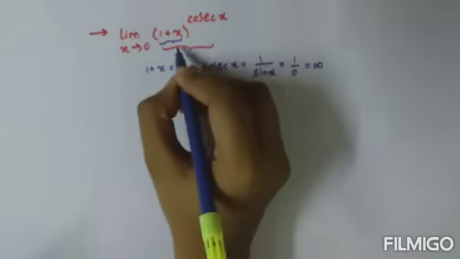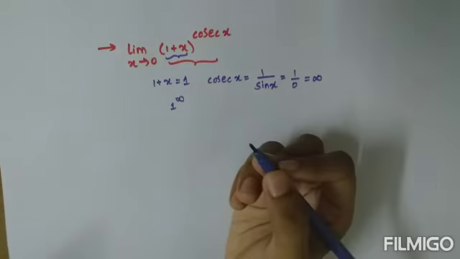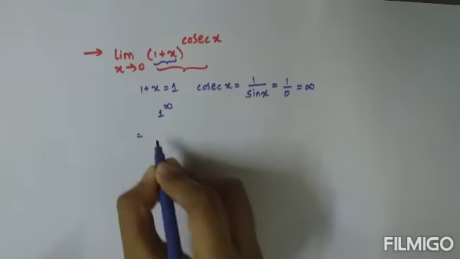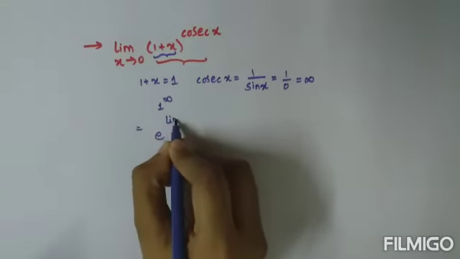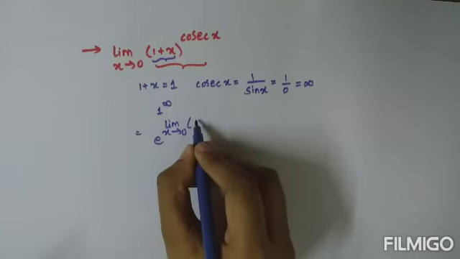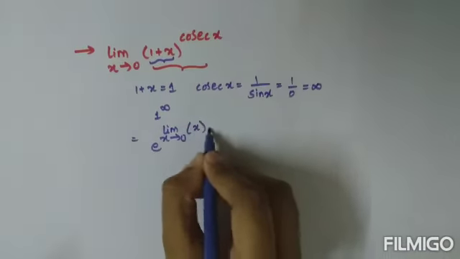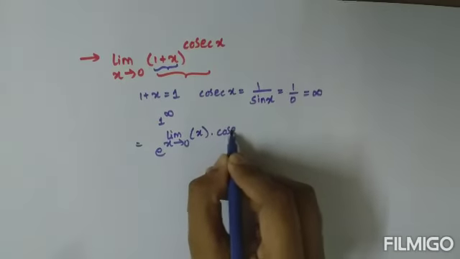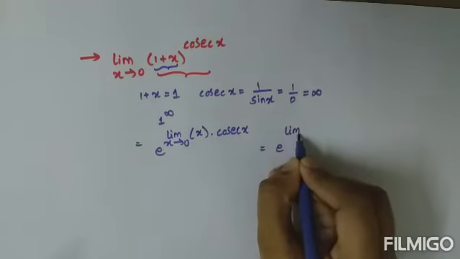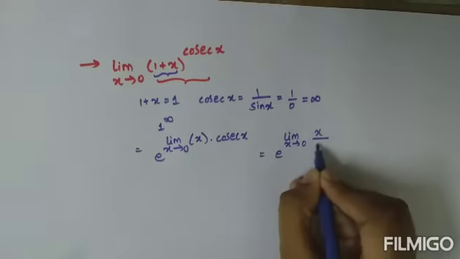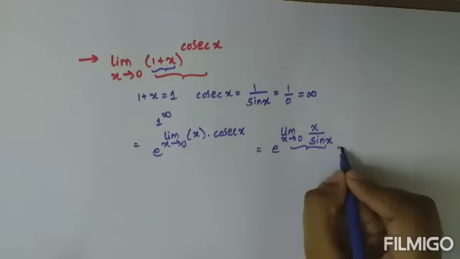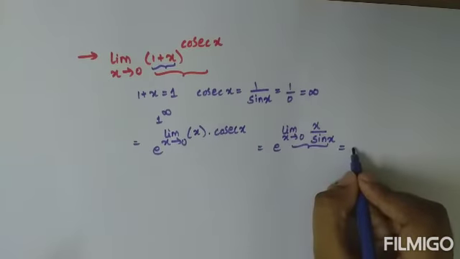So we find that this expression is of the form 1 power infinity. And we have the formula in our hand, so let's apply it simply. We get e power limit x tends to 0 of f of x minus 1, so 1 plus x minus 1, which is nothing but simply x, into g of x, so cosecant x. Here we get limit x tends to 0 of x by sin x. And we already know how to evaluate this trigonometric limit. This is nothing but 1. So the answer is simply e.